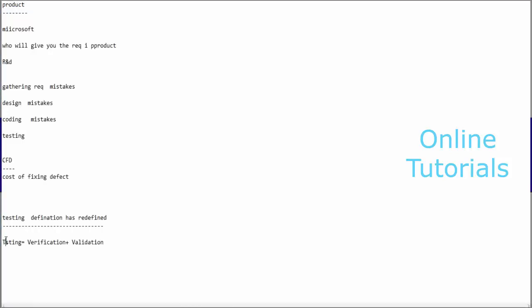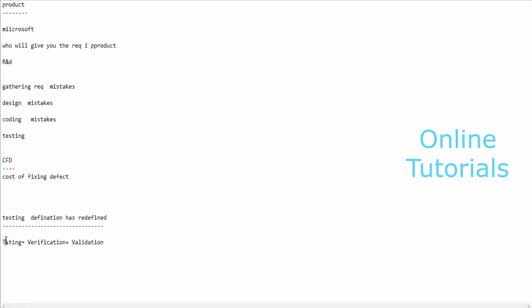You got an idea regarding verification and validation? Yes, it's simple. Just tell the definition as: testing is the combination of verification and validation. Do you have any doubts regarding this?